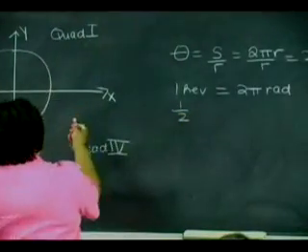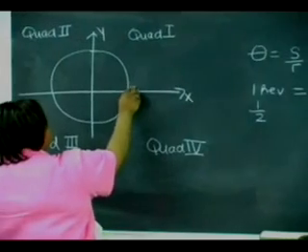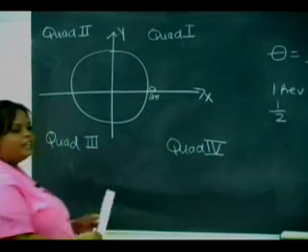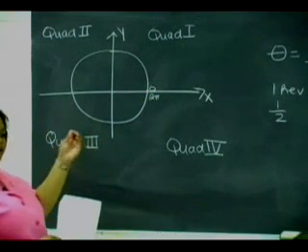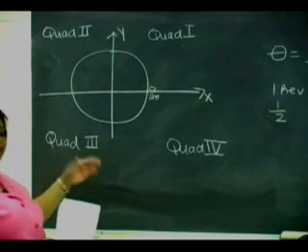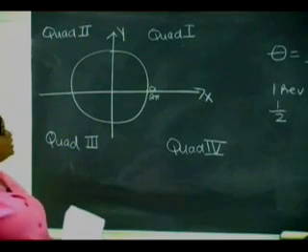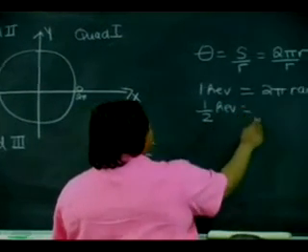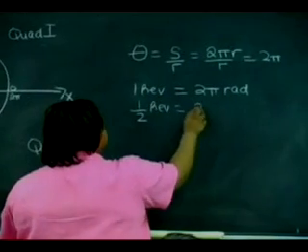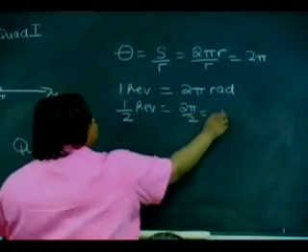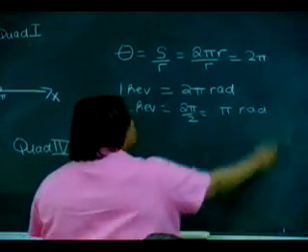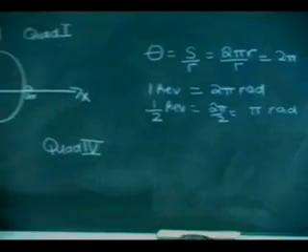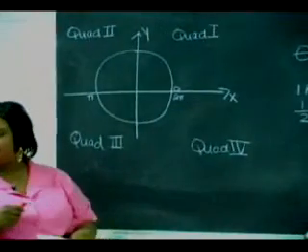How about if I do a half revolution? Here I can say that I start at 0 and I'll end at 2 pi. Okay? 0 and 2 pi here represent the same thing. So what is half of a revolution? It's 2 pi over 2, or just pi radians. So if I go halfway around this circle, that's pi radians.